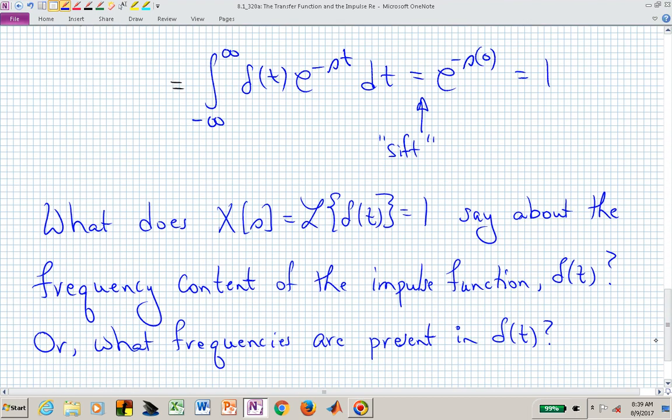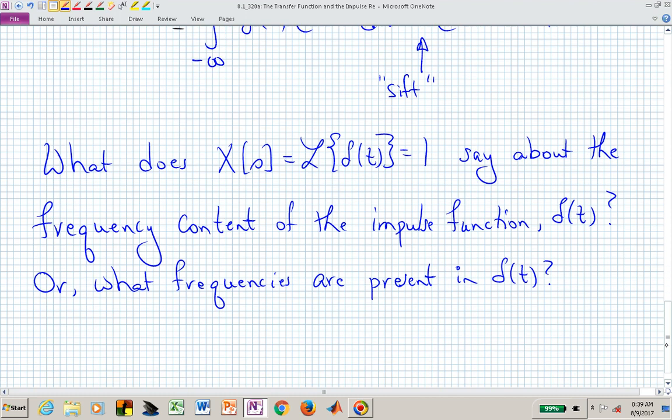What does the Laplace transform of this impulse equaling 1 say about the frequency content of this impulse function delta of t? And remember, if we start exciting a system with different frequencies, the system likes to naturally respond to certain frequencies. Or, I'm really saying, what frequencies are we exciting the system with? What frequencies are actually present in delta of t?